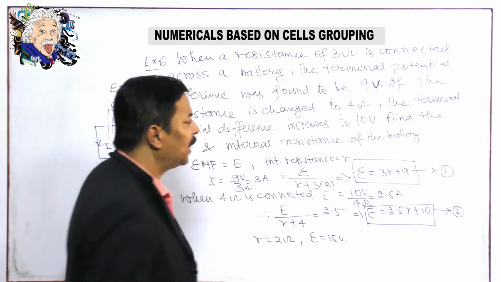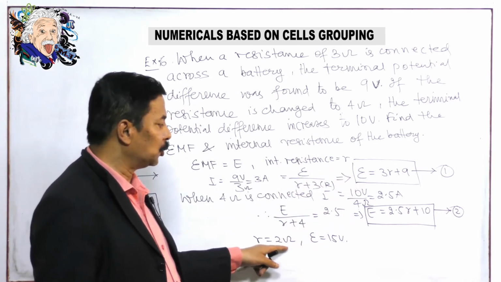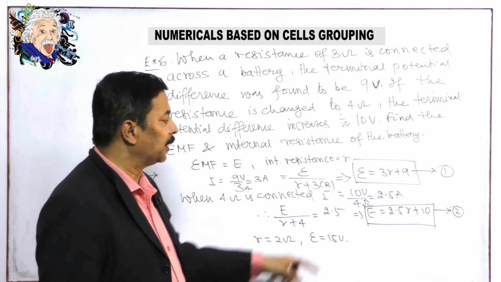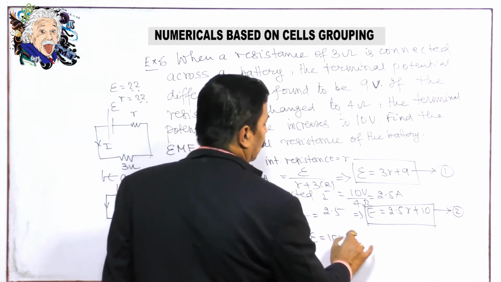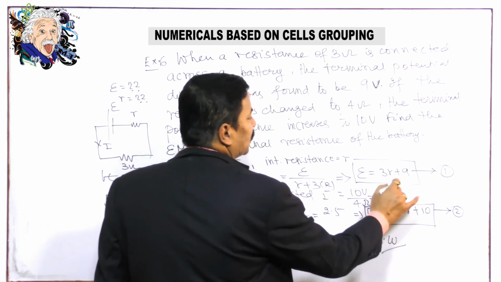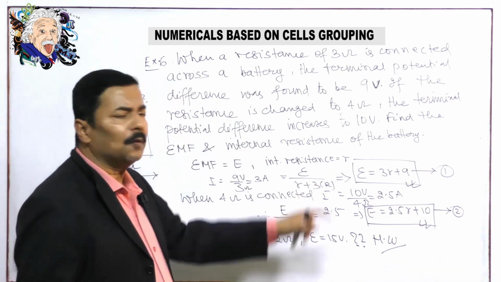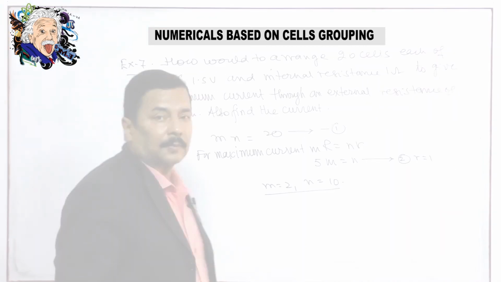Simple equations are there. By solving these two equations, you will get the value of R to be 2 ohm and E to be 15 volt. This is my homework, because you can already solve these two equations. They are simple first degree equations.